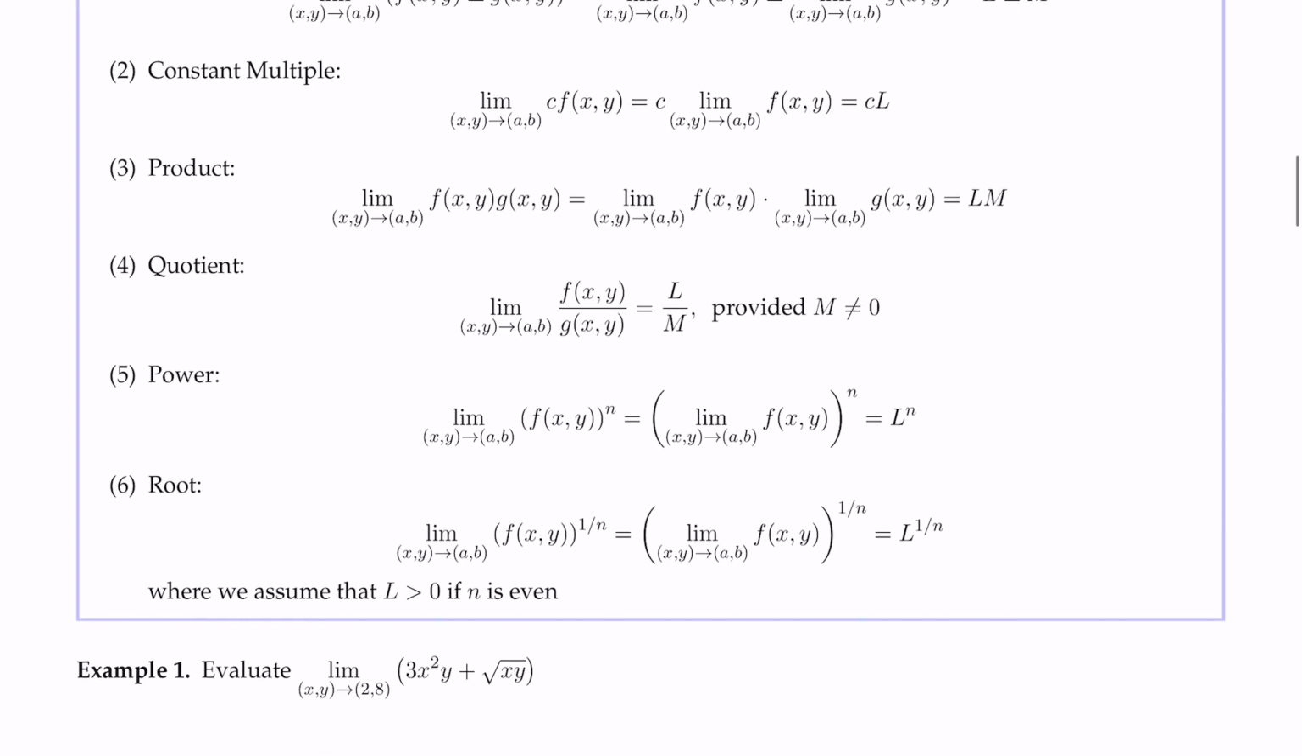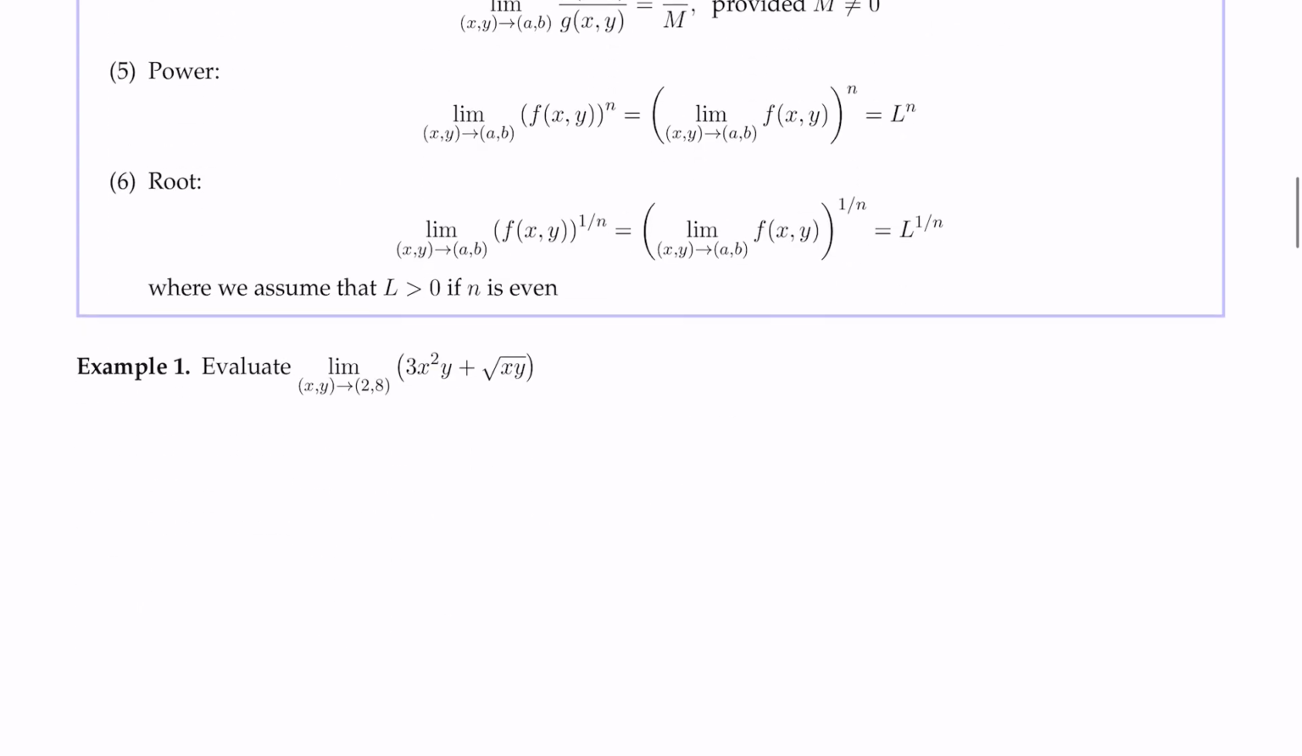Similarly, for the root law, instead of calculating the limit of the function raised to the power 1 over n, or the nth root for that matter, you can calculate the limit of the original function first, and then raise the limiting value to the power 1 over n, or take the nth root of the limiting value. These laws are again very similar to the ones that you see in single variable calculus. Now let's apply these laws to some examples.